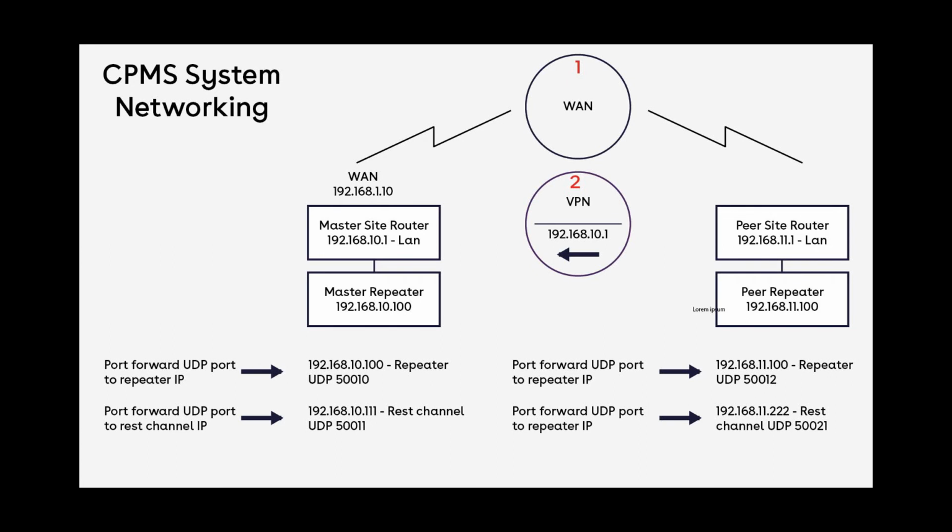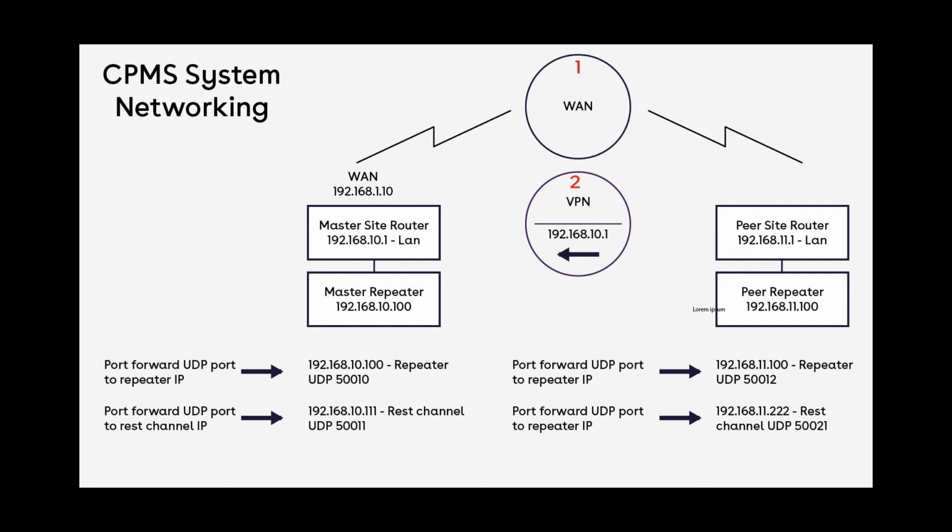So here we have a drawing of the networking in a Capacity Plus multi-site system. As I said, it's exactly the same, or almost exactly the same as in IP Site Connect. So let's go through it again. You can set the network up in two fundamentally different ways. Number one, you can connect to the WAN IP address of the master site, which is referenced in the peer repeater.